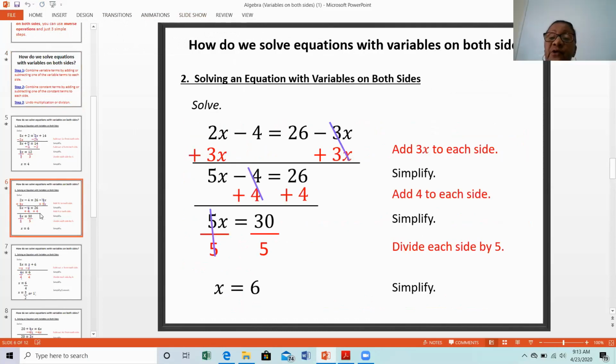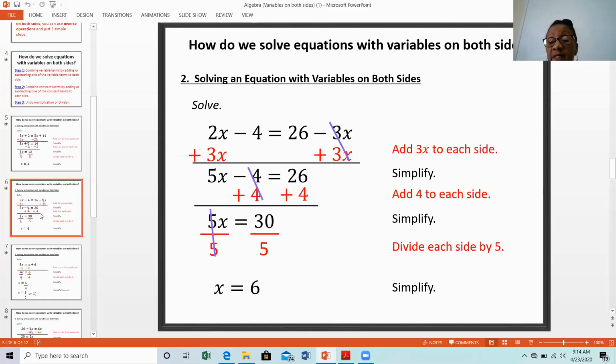Now, how do we solve equations with variables on both sides? Remember the 3 steps you just wrote? What was the first step? The first step is that we should combine variable terms by adding or subtracting one of the variable terms to each side. Now look at our equation. Our equation is 2x take away 4 is equal to 26 take away 3x. We're going to try to combine our variable terms.